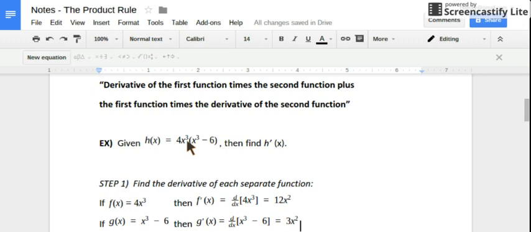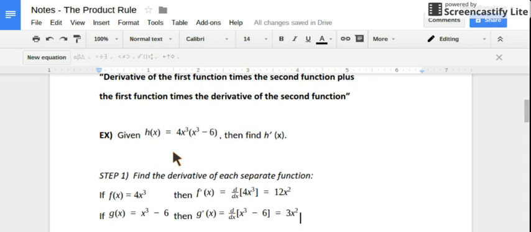So anytime you notice that you have terms that have variables and they're being multiplied, it is true that you could distribute and instead use the power rule, but it is important that we understand the product rule as well. So instead of multiplying these out and using the power rule, we're going to use the product rule. So I have 4x cubed times the other function, x cubed minus 6. We're going to find the derivative of that.